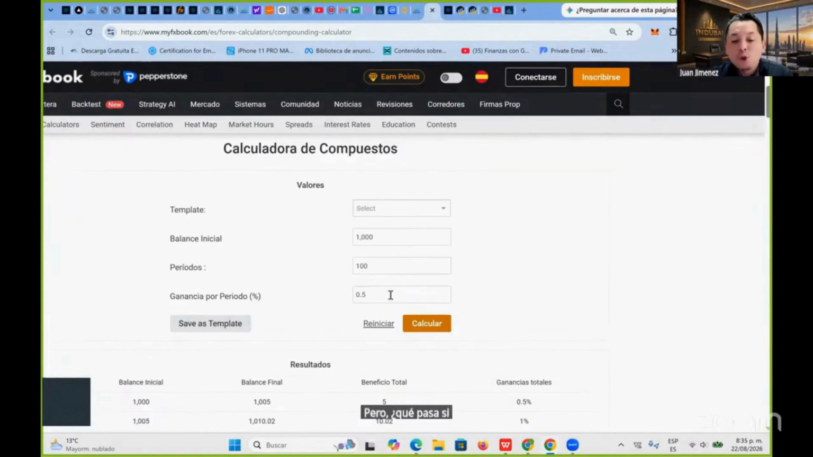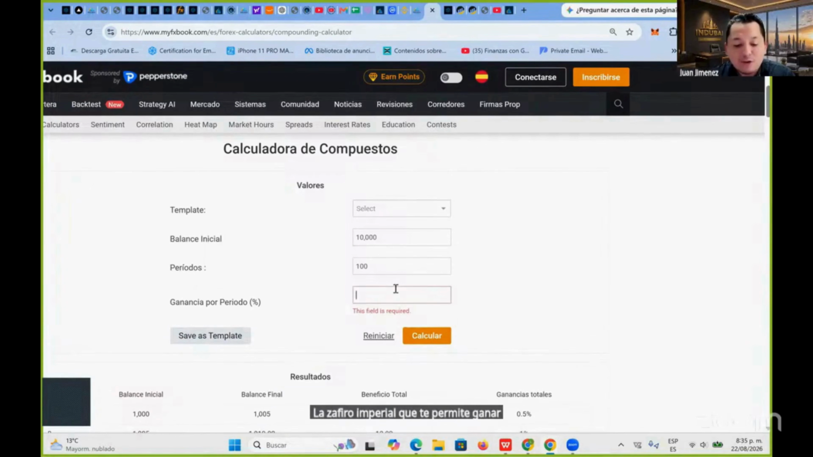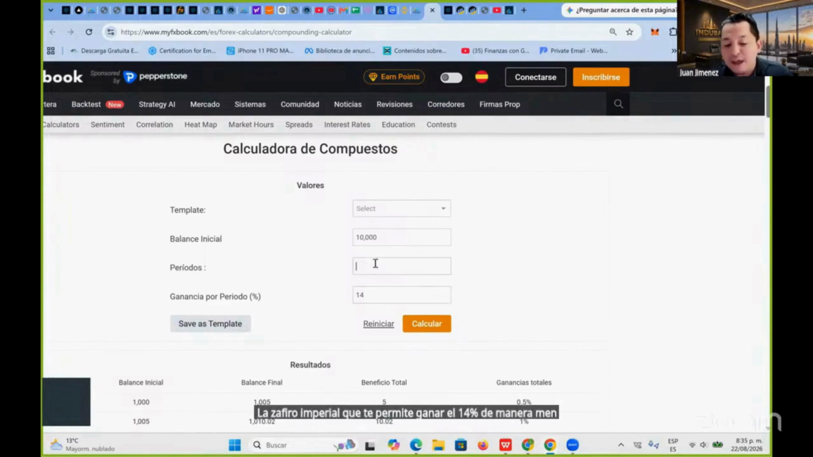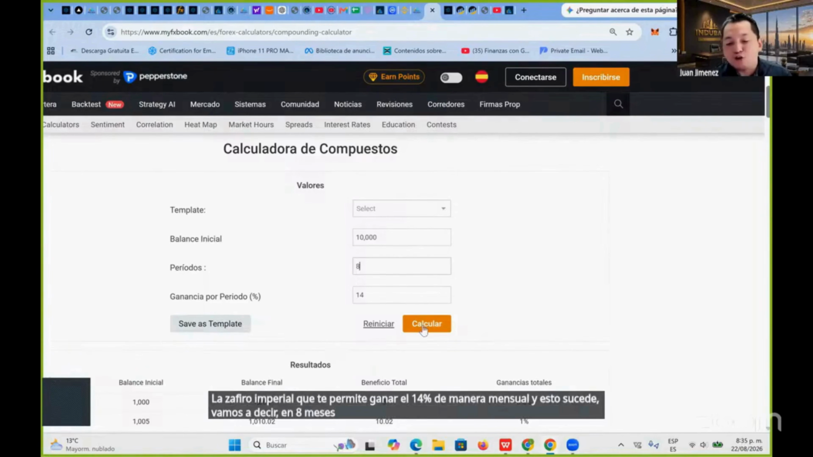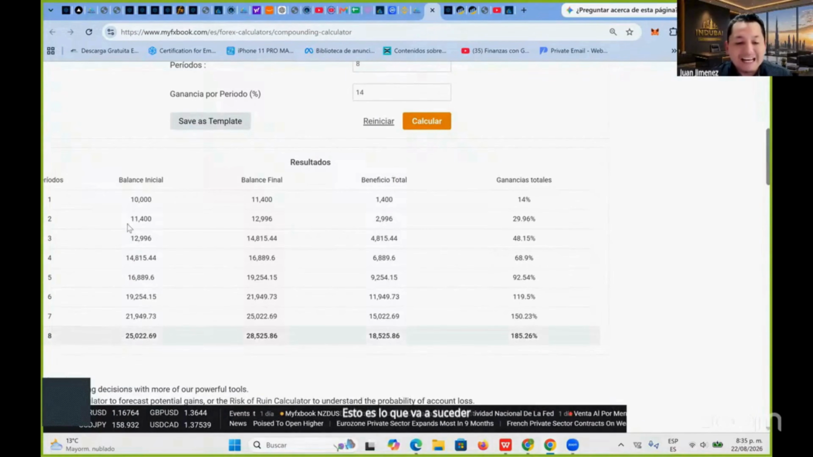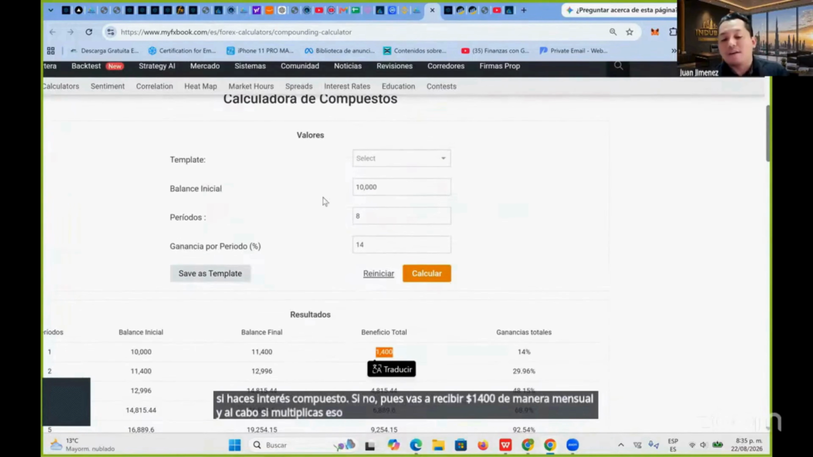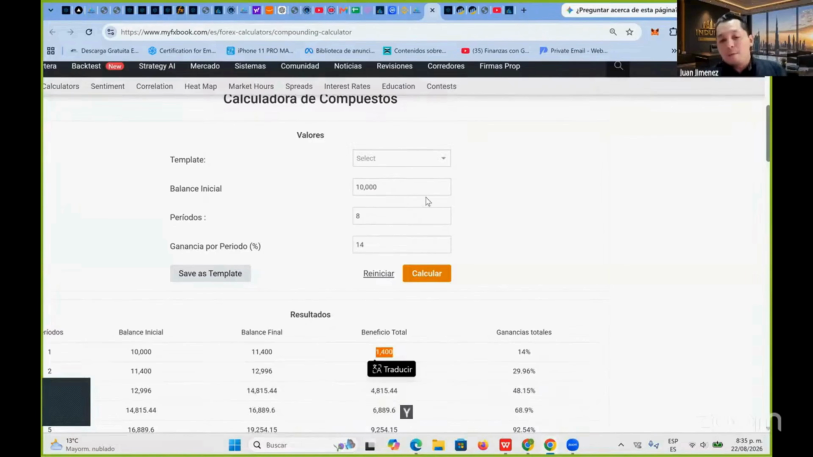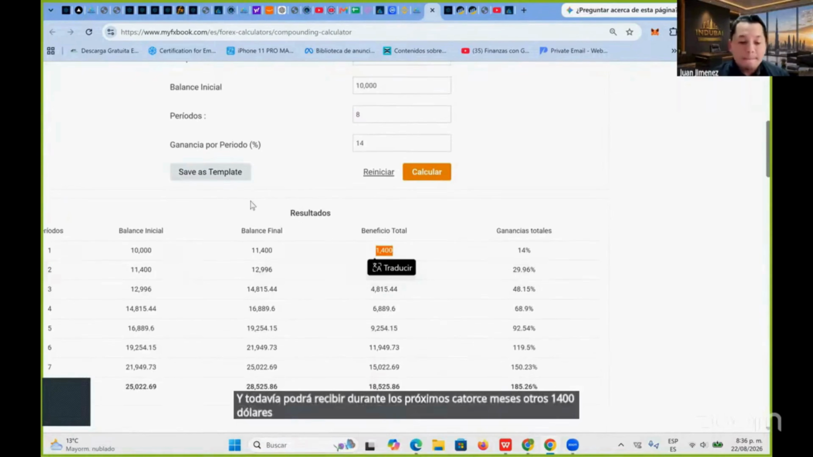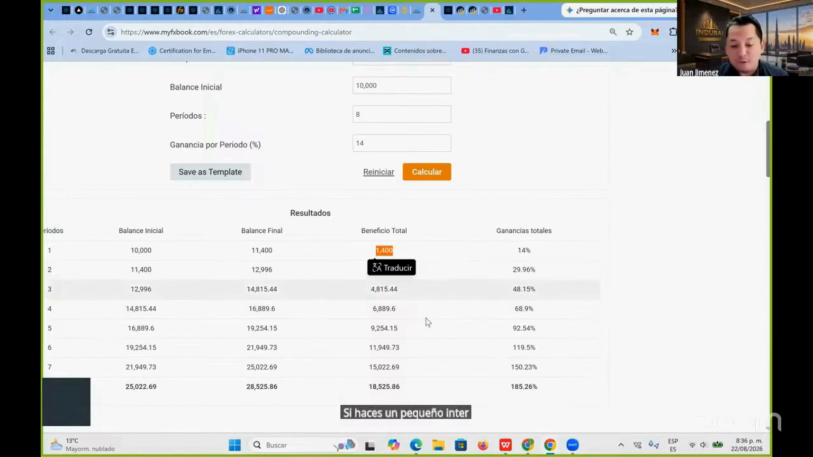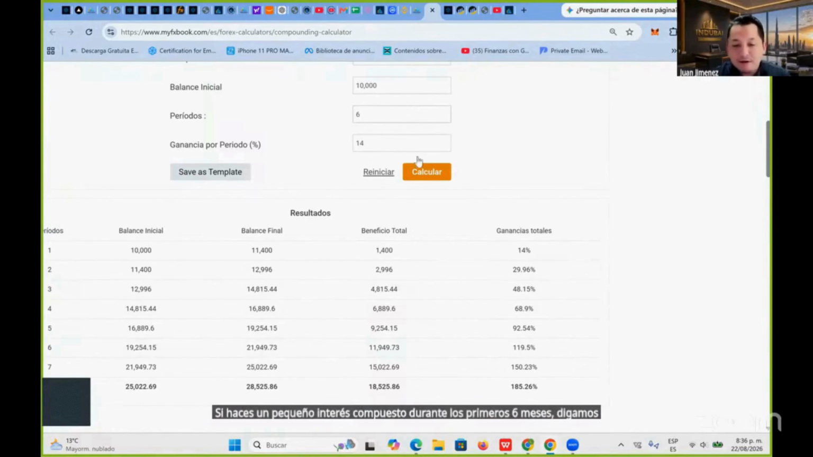But what happens if, for example, you have a profit like the Imperial Sapphire, which allows you to earn 14% monthly, and this happens, let's say, in 8 months? In 8 months, this is what will happen to you. You will have a profit of $10,000 to $25,000 if you use compound interest. If not, you will receive $1,400 monthly. And in the end, after 7 months, you will have your capital back and you will still be able to receive another $1,400 monthly for the next 14 months. If you do a little compound interest during the first 6 months, let's say only 6 months, no more.